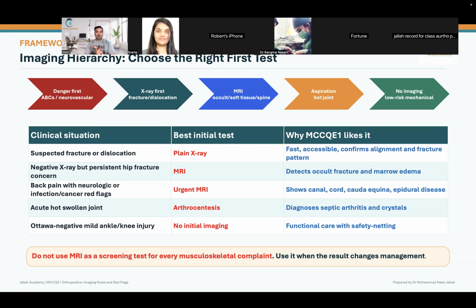So you have a negative X-ray, but persistent hip fracture concern. Even though the patient has a lot of pain and you're suspecting a hip fracture, you do the X-ray, but the X-ray is not helping you. It comes back normal. So should I just take it as it is, negative, and not do anything about the patient's complaint? No, I have to escalate it. Now it is the time to escalate the investigation. Go after MRI. Choose the MRI.